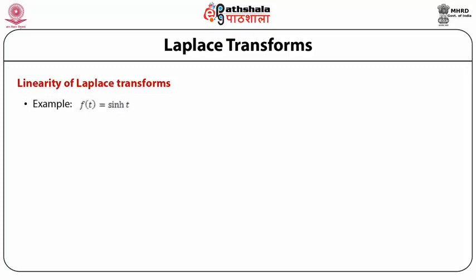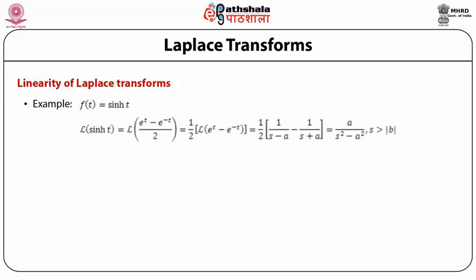Example: f of t is equal to sine hyperbolic of t. Using the linearity property, Laplace of sine hyperbolic t is equal to the Laplace transform of (e raised to power t minus e raised to power minus t) by 2, which gives 1 by 2 times the Laplace transform of e raised to power t minus e raised to power minus t.